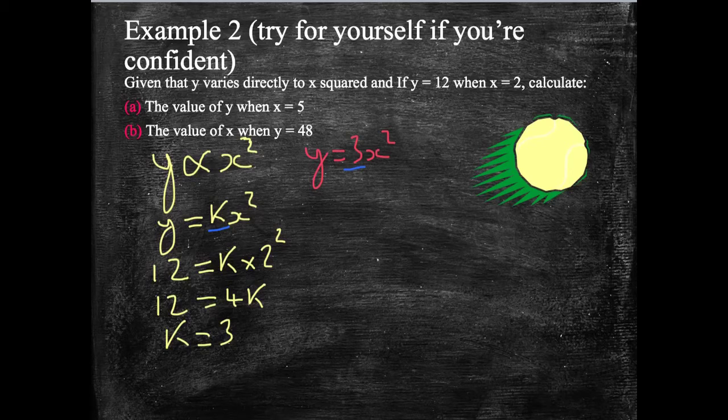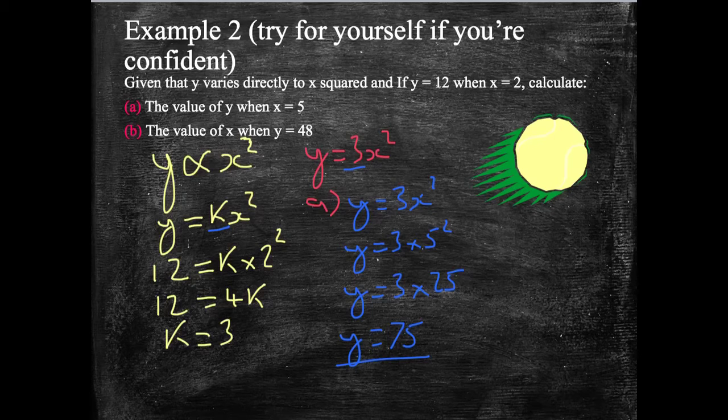Now I can have a look at part A. Part A says, the value of y when x equals 5. Well, y equals 3x squared. If x is 5, y equals 3 times 5 squared. y equals 3 times 25, y equals 75. Done. Notice I did something here that I just want to point out to you. It was 3x squared. That meant 3 times 5 squared, not 3 times 5 and then square it.